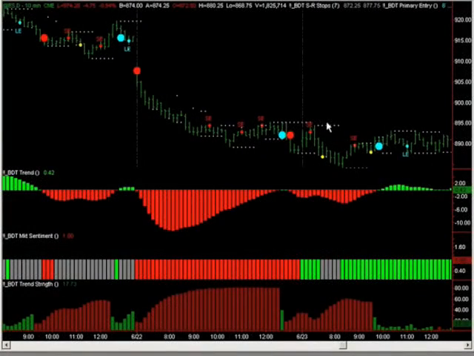In this video, we're going to show you the Black Diamond trading system. This powerful yet easy to use set of indicators will work on both the MetaTrader and the TradeStation platform. Now keep in mind that this system will work on any symbol, any time frame.